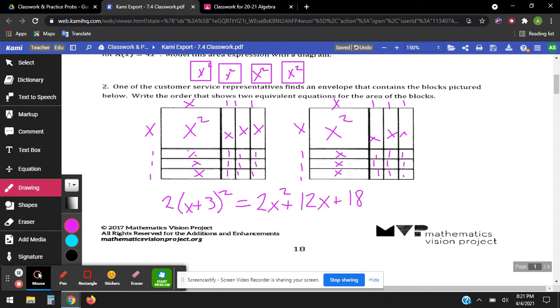You know what I can also do? We're going to do a third one. You're going to get your money's worth here. I have 2 times, what does just one of these have? Well, an x squared plus 6 x's plus 9 of the ones. So here we actually did 3 equivalent equations for these boxes. All 3 of those work.